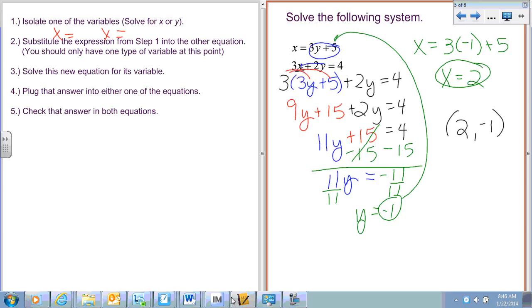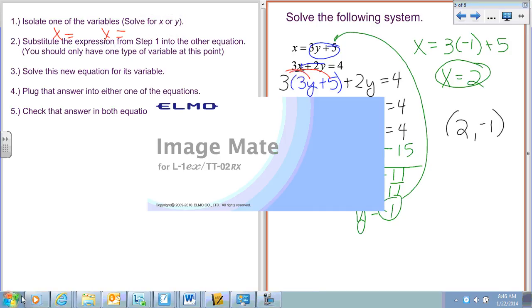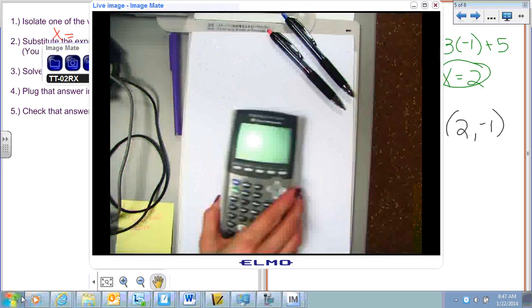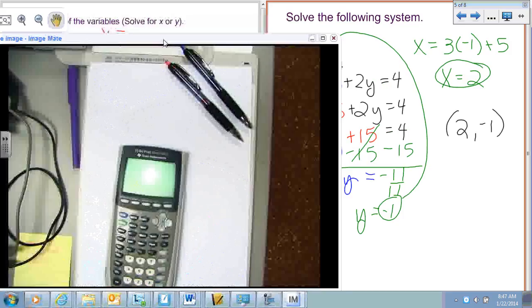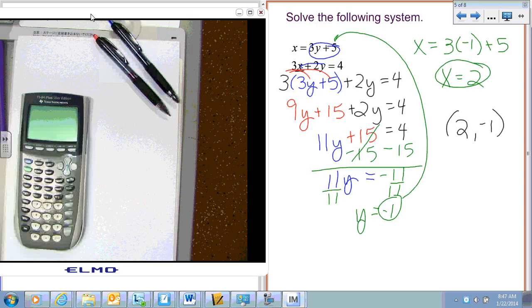Now it did say that we can check our answers by substituting, by plugging those into the original equations. So I want you guys to get your calculators out. You'll have to read directions closely on your assignment tonight, because I'm not sure if it says to show your checks or not. But remember, when you're doing your checks, we're looking to see, can I plug 2 in for x and negative 1 in for y and make a true statement?